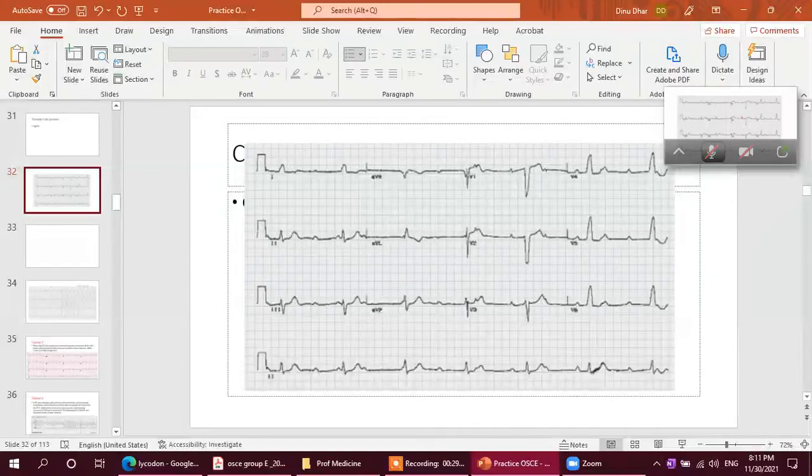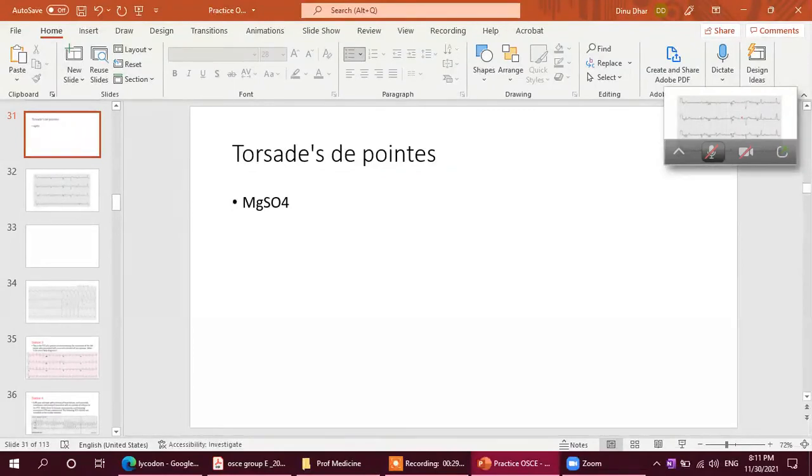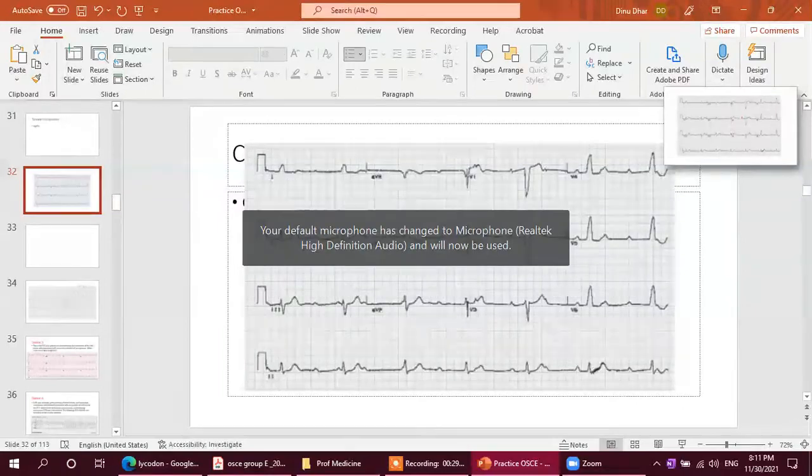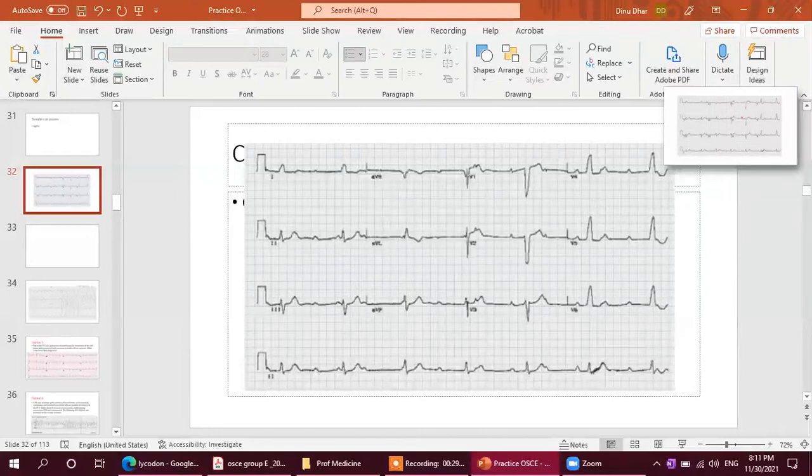So first degree AV block is where the PR interval is prolonged and there is nothing else going on. It's just the PR interval that is prolonged. All P waves are conducted down, so every P wave has a corresponding QRS complex. The first degree AV block: long PR interval, and all the P waves have a corresponding QRS complex.